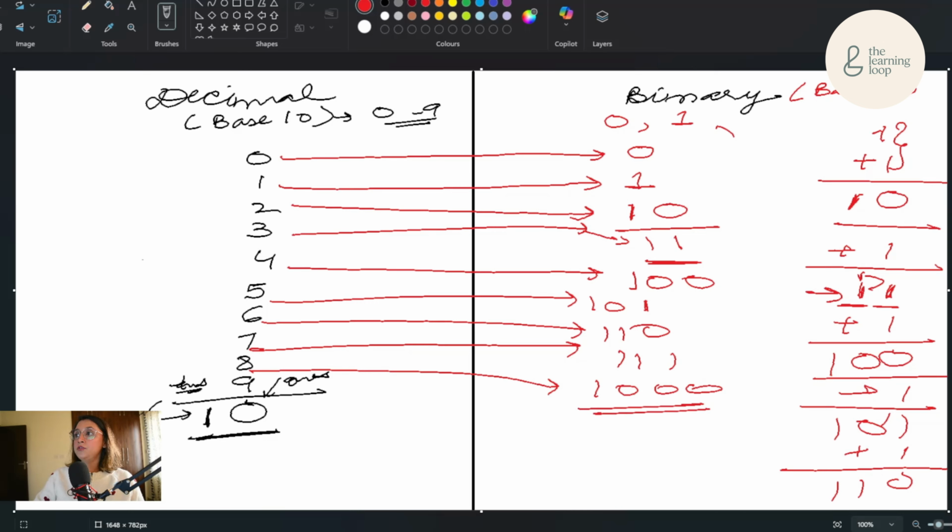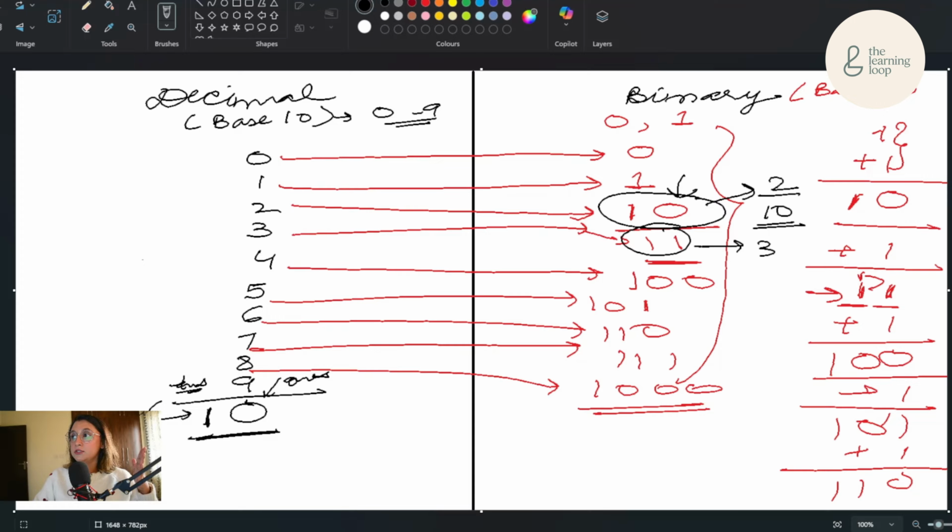You see how this is working here? Now, this 1 0 in binary is actually 2 in decimal. It's just that we are presenting 2 as 1 0 in binary, but it would be read as 2 when we are doing the conversion from binary to decimal. It would come out as 2. 1 1 would come out as 3.